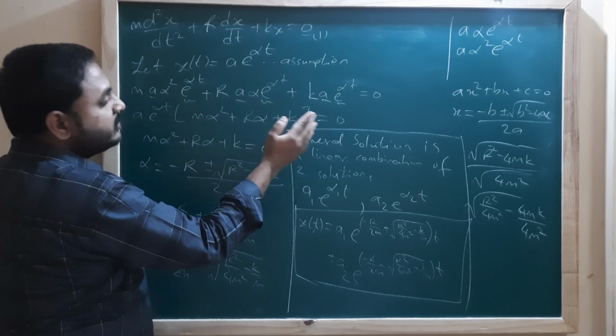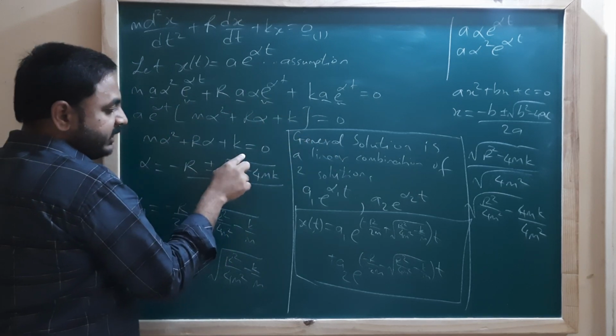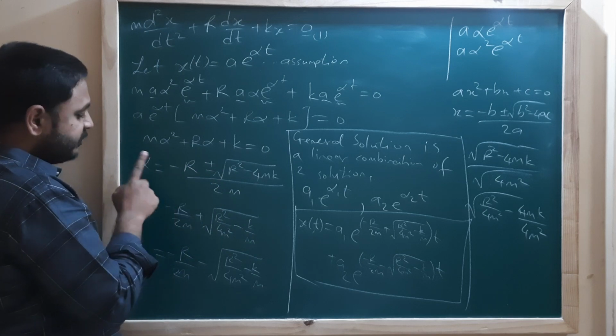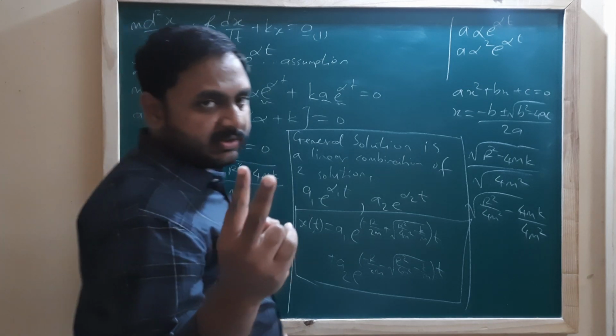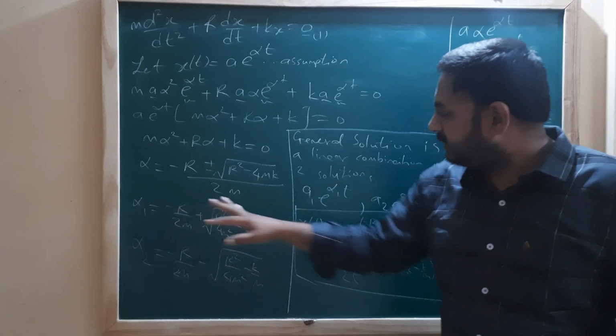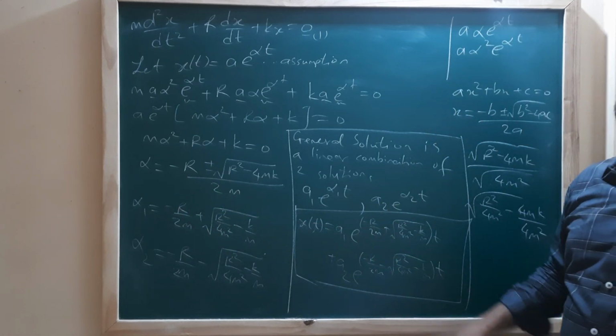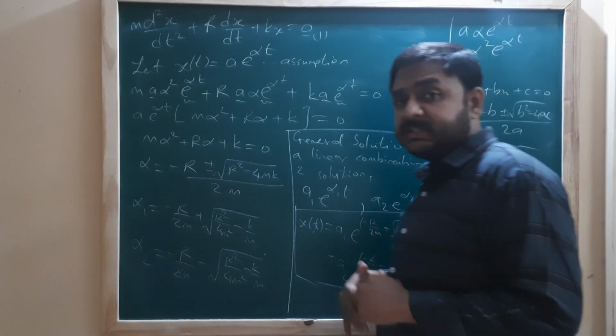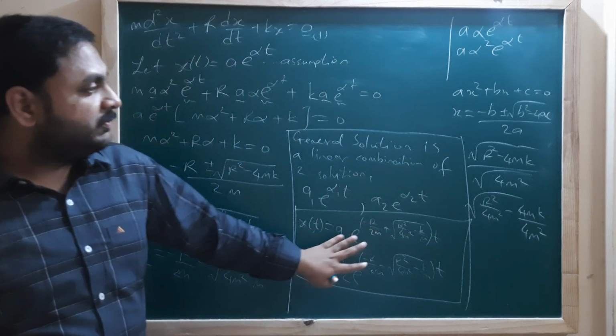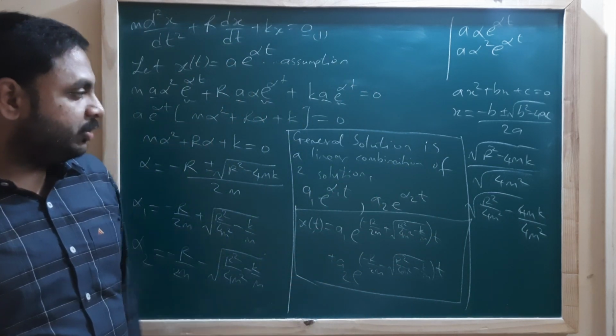Now, take this assumption, substitute it in this equation, find the derivative and substitute the values. If you substitute the values, take something common, you get a quadratic equation. Solve that quadratic equation, you get the value of alpha. You get two values of alpha. So let us assume two different solutions, and then you get the general solution. Pretty easy. Please try and do this on your own once, and you should be through.